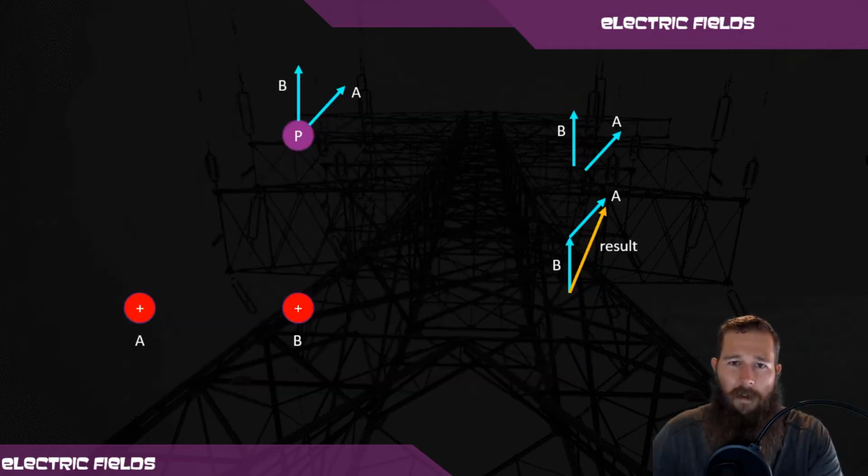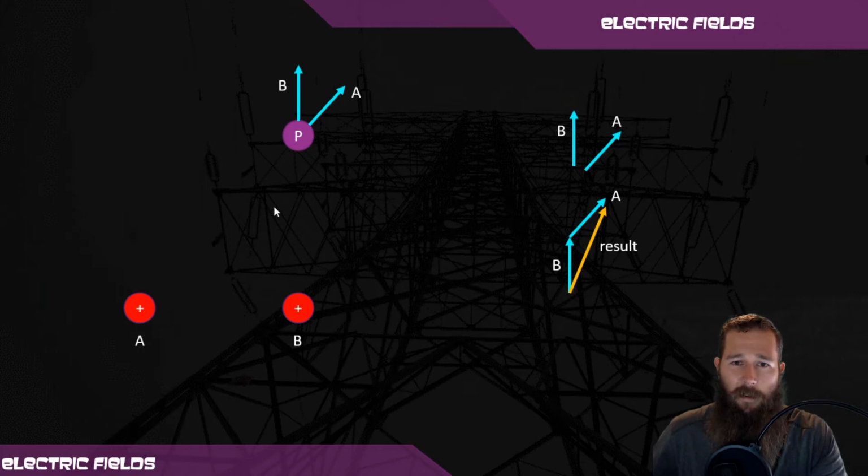So this slide is kind of an extension of the last video where we were talking about multiple charges in a certain area and determining the resultant force. Here we're looking at the resultant electric field. Okay, so we've got two charges A and B, and we want to know what the resultant electric field is at point P. Now point P can be any point. In this particular case we're just using this one.